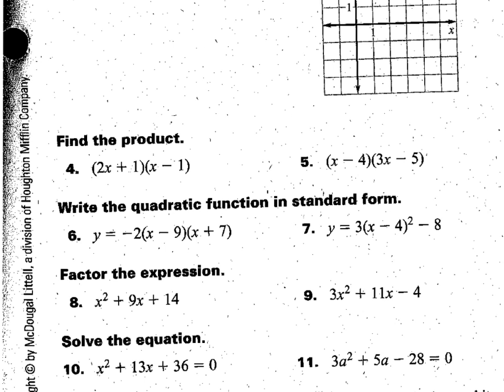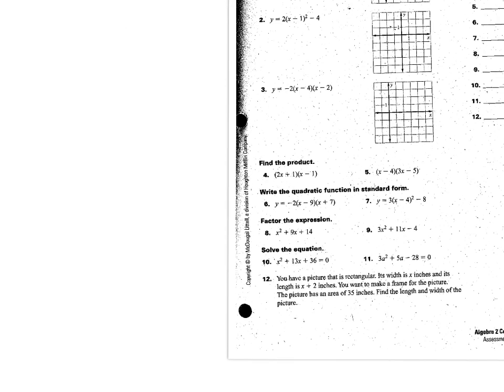For numbers 4 and 5, you need to find the product, which means we're going to multiply these two together. There are two ways to go about this. You can FOIL, and I'll do a little example of remembering how to FOIL. Let's say x plus 1 and x plus 1.